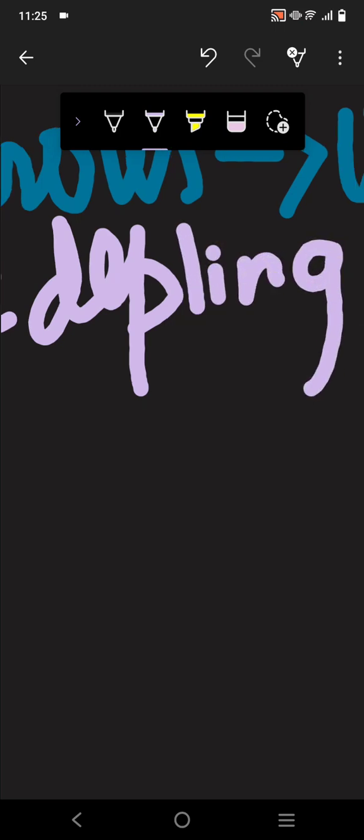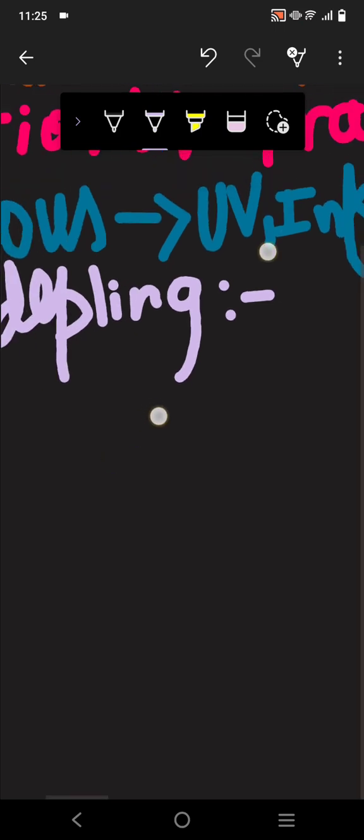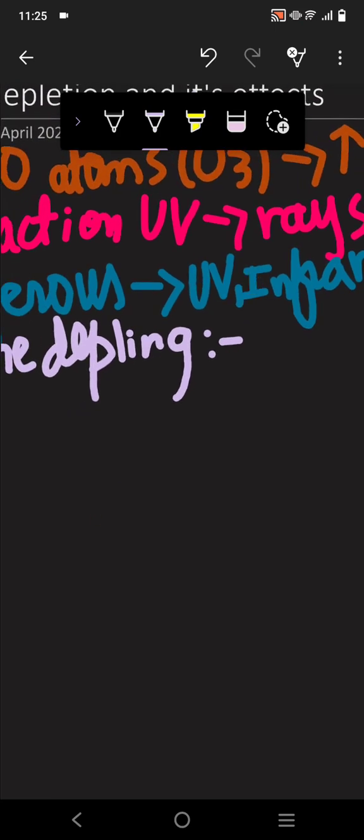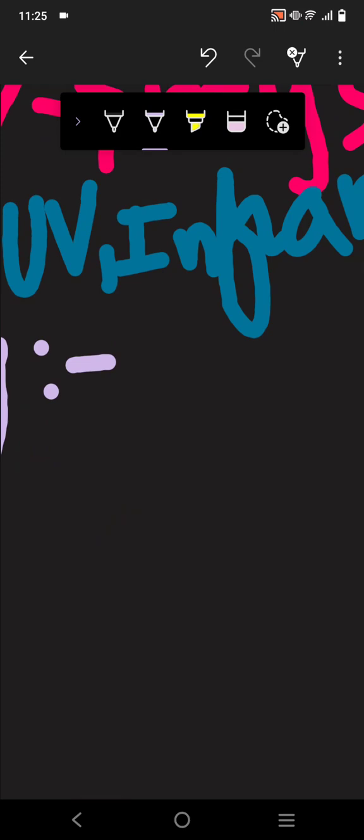So basically, depletion of the ozone means the hole in the ozone layer. It is the protective layer, and that hole is occurring in that layer. That is why we say this is ozone depletion. So how is this depletion occurring? Due to many reasons, the first being chlorofluorocarbon.